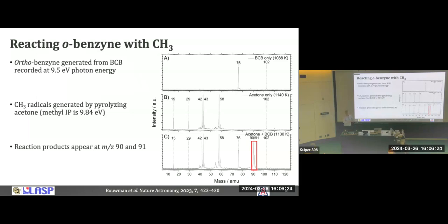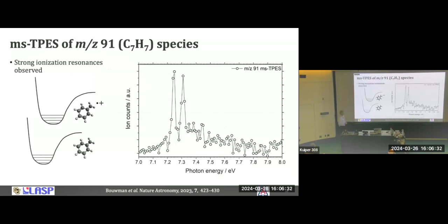You want to make use of the tunability of your soft ionizing radiation to figure out what the contributions of various isomers may be. So the first thing we did is we looked at mass to charge 91. That's the reactive intermediate when you directly add your methyl radical to your orthobenzene.